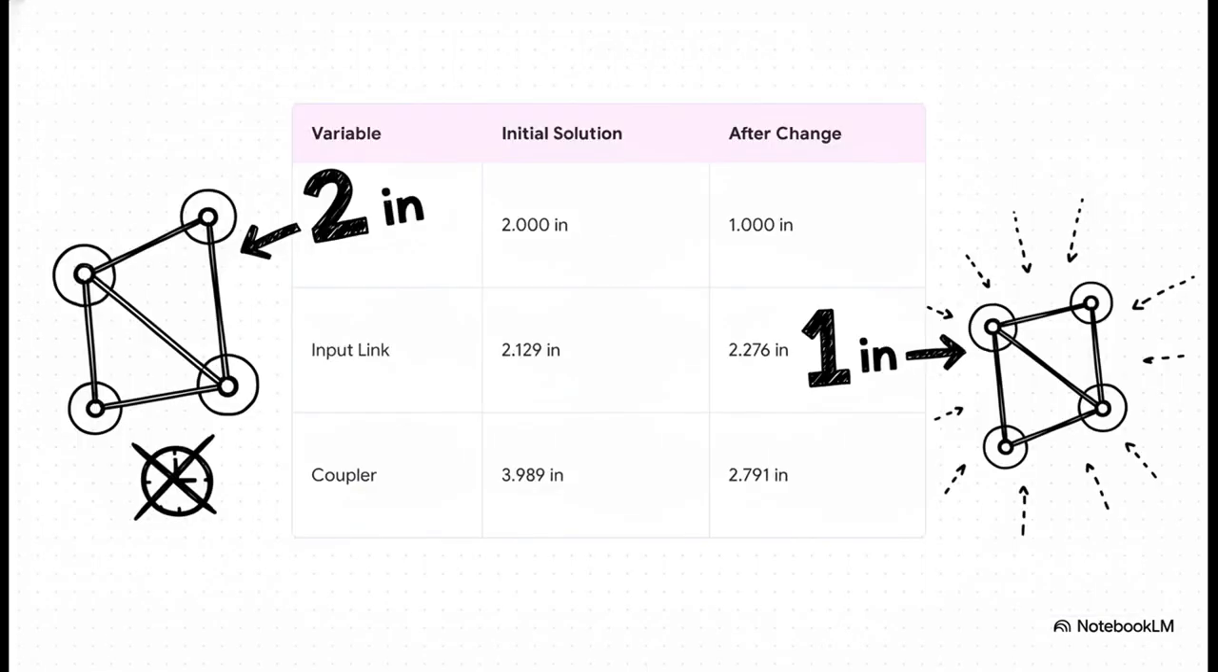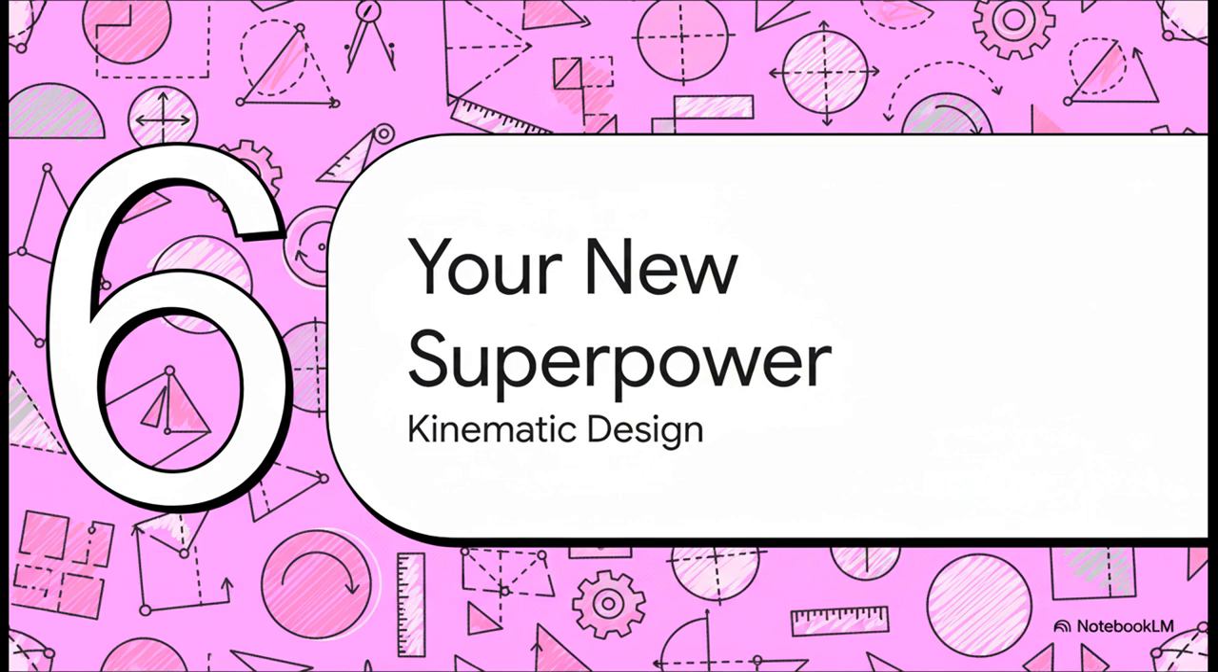And just look at the numbers. All we did was change the output link from 2 inches to 1 inch. But the program didn't just shrink that one part. It automatically recalculated the new required lengths for the input link and the coupler to make the entire design work again. This turns what could be hours of tedious redesign into a single, simple edit. It's a game changer.